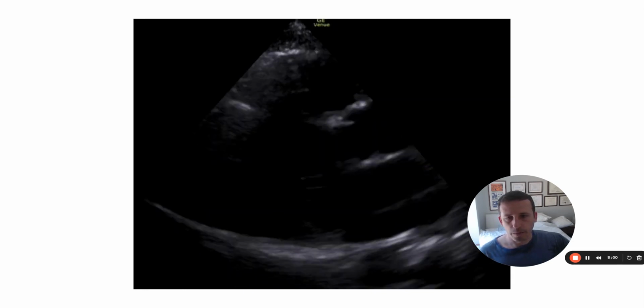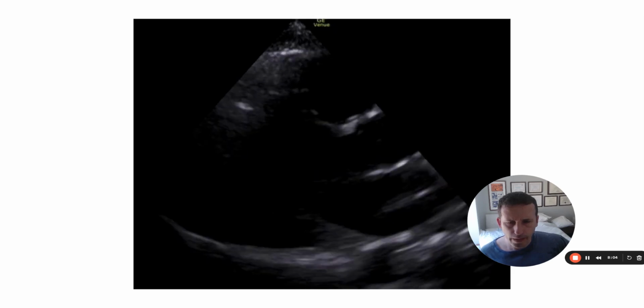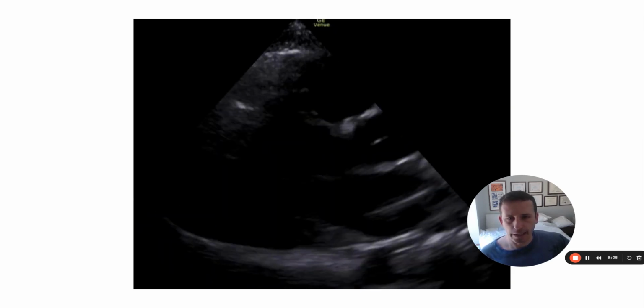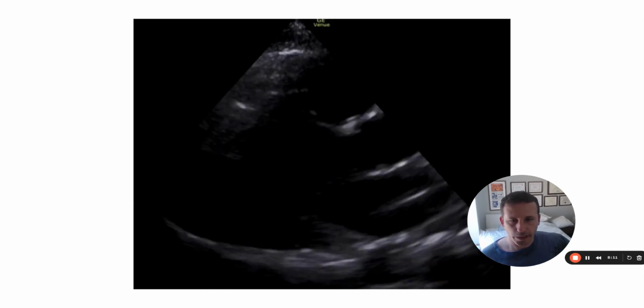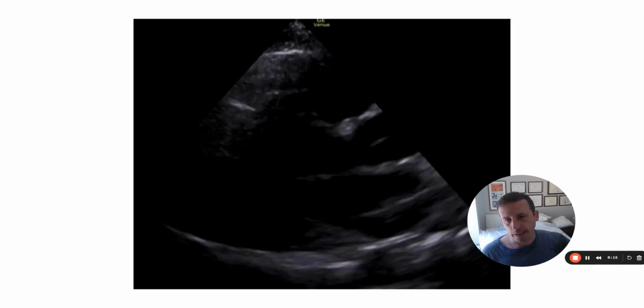Here's a more difficult example. This was a patient I actually saw on the wards who was having increasing respiratory distress and getting a lot of lung shadowing, with this parasternal view. Kind of tough to tell. I mean, it looks like maybe the squeeze is decent.